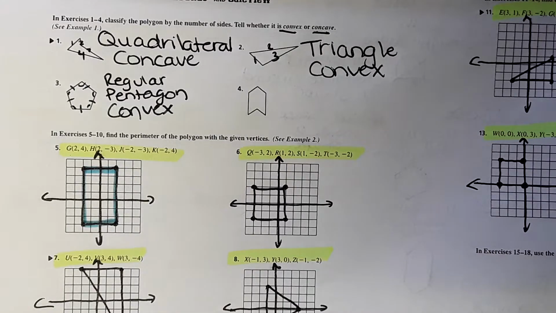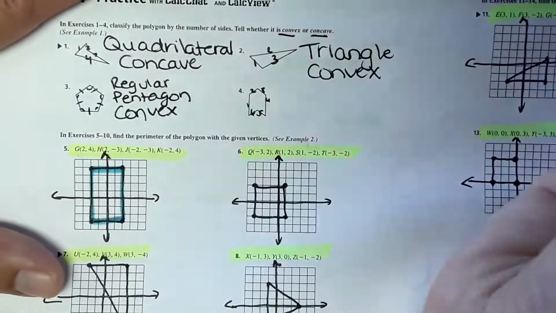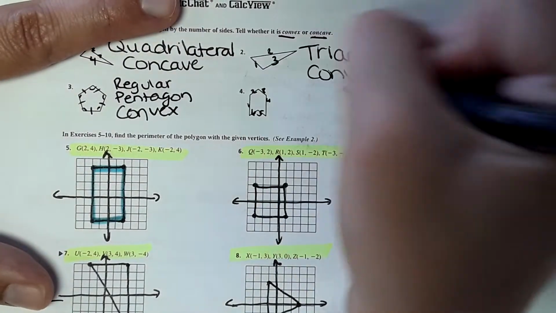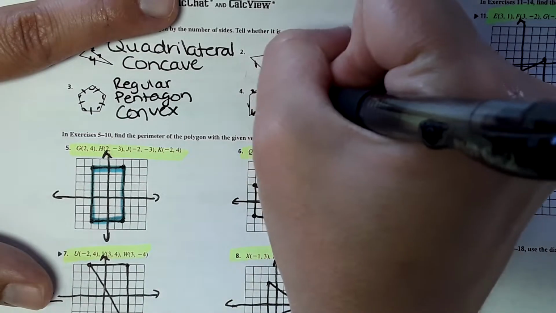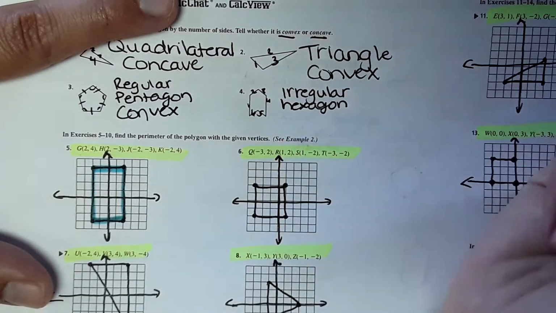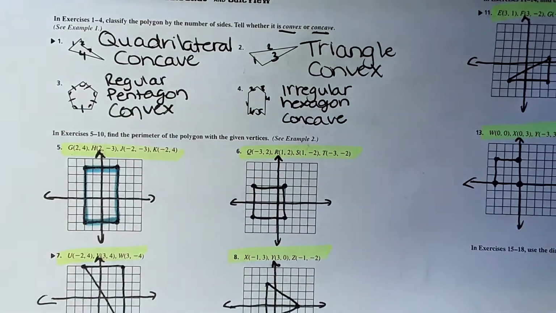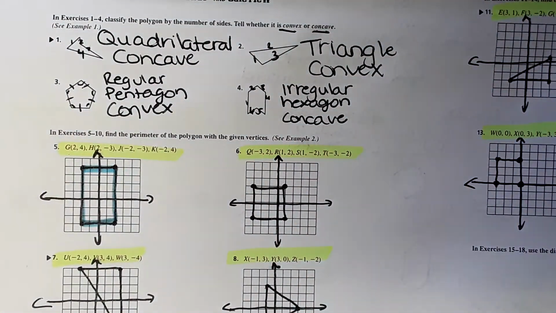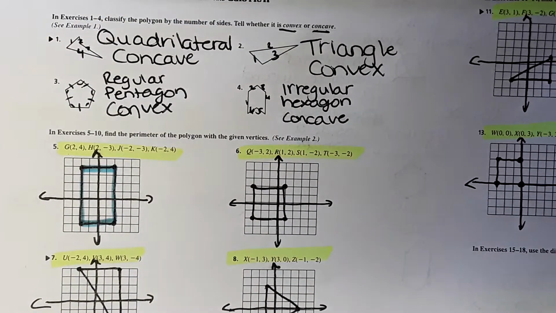Then for number 4, how many sides do we have? 1, 2, 3, 4, 5, 6 sides. This one would be irregular, hexagon, and this one would be concave. I added the regular and irregular in there because some of the homework problems ask about whether it's regular or irregular, so that way you have an example.